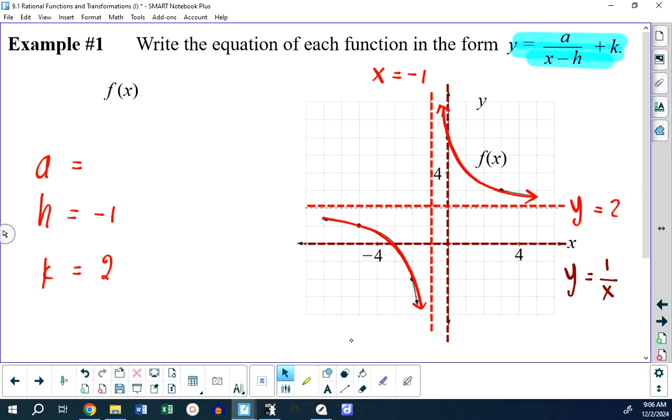Everybody should know the answer to this question. It's got nothing to do with rational functions. It's a missing parameter. We're going to put in the parameters we know and then pick an ordered pair and put the ordered pair in to solve for the parameter, a. So what is the equation of this function?